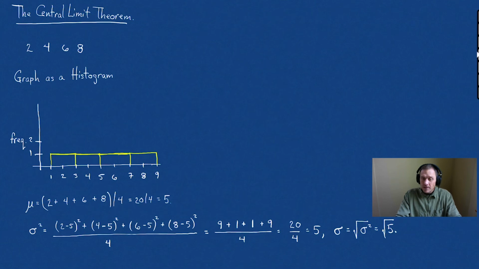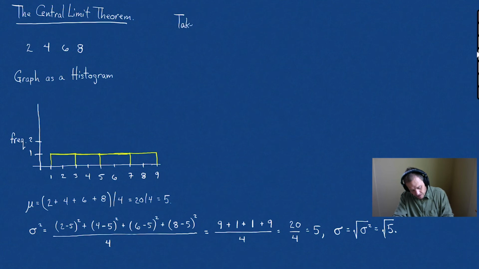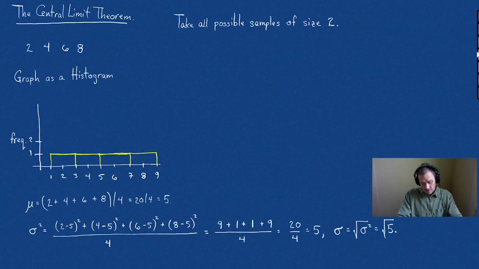Now, we're going to do something that, I don't think it's obvious, but we're going to do it anyway. What we're going to do is we are going to take all possible samples of size 2. So that may seem a little vague, but it'll make sense in a moment.